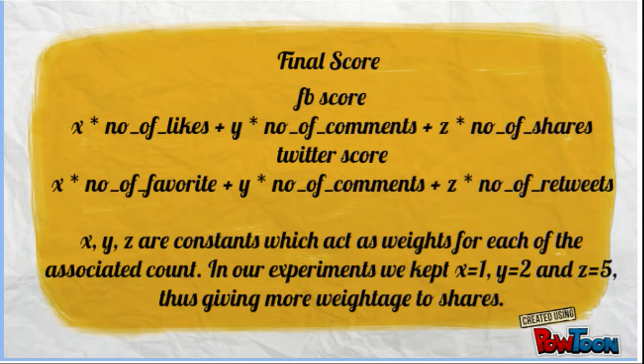And for Twitter, we have used x into number of favorites plus y into number of comments plus z into number of retweets. Here x, y, z are constants which act as weights for each of the associated counts. In our experiments, we have used x equal to 1, y equal to 2 and z equal to 5, thus giving more importance to shares and retweets and comments compared to likes and favorites.